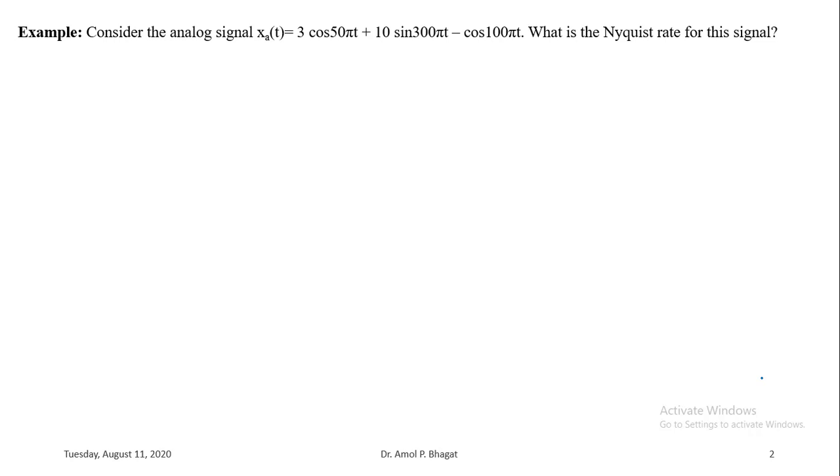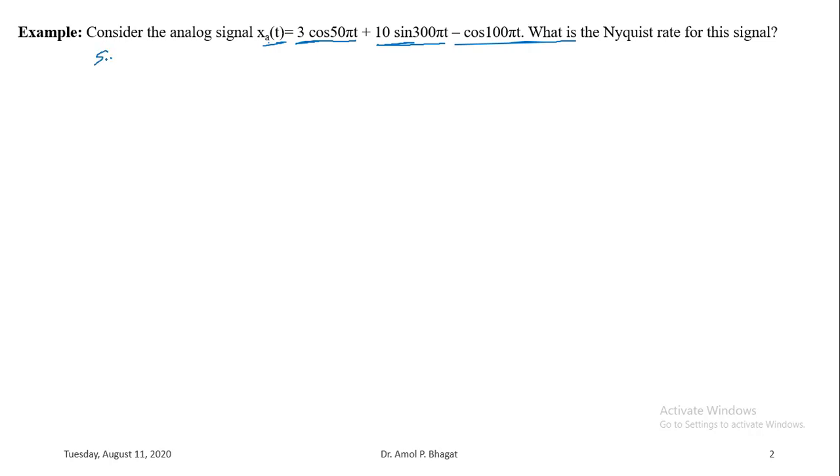So here you can see the example has been given. Here we have to convert the given analog signal xa of t, which is given as 3 cos 50 pi t plus 10 sin 300 pi t minus cos 100 pi t. So you have to identify the Nyquist rate for this signal, and we'll try to extend this problem.